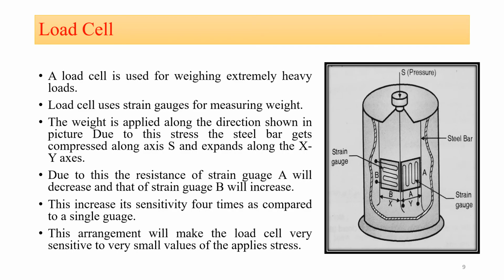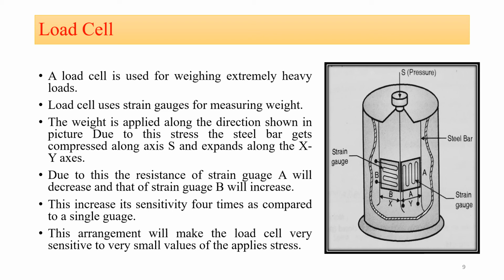Now let's see the next type of mechanical sensor, that is the load cell. Here the picture shows the load cell. A load cell is used for weighing extremely heavy loads, and the load cell uses strain gauges for measuring the weight, and the weight is applied along the direction shown in the picture.